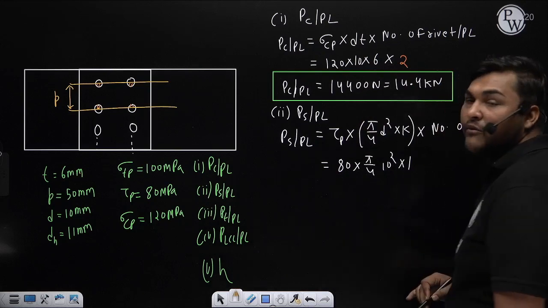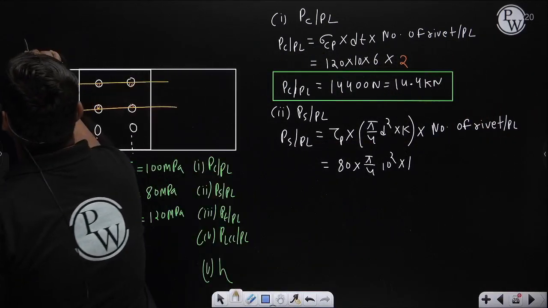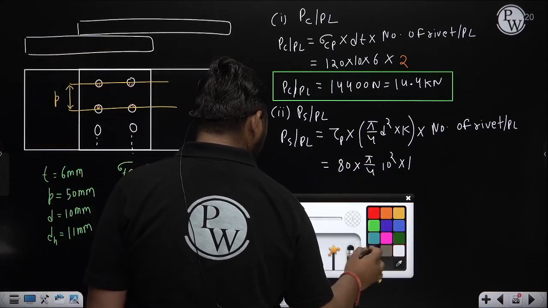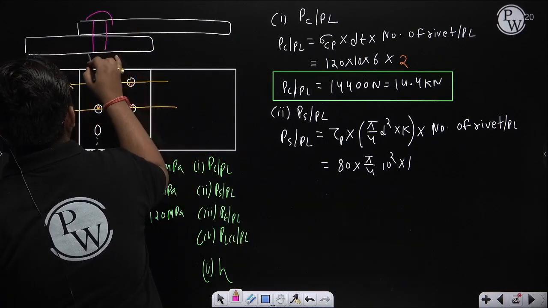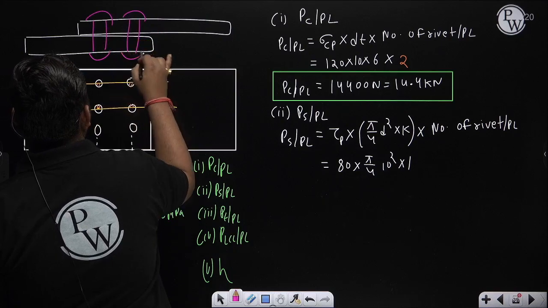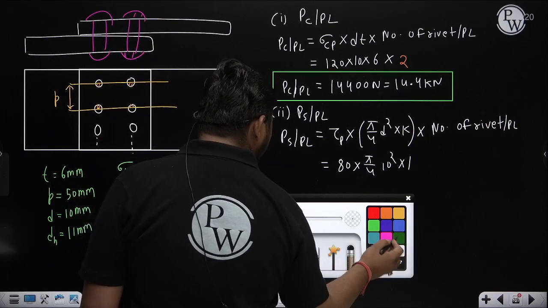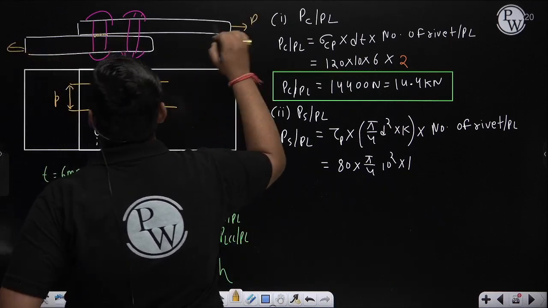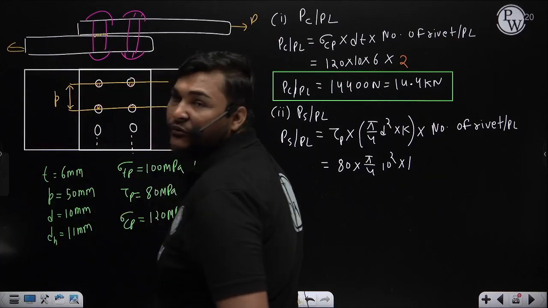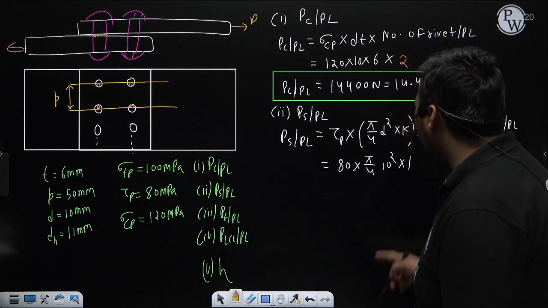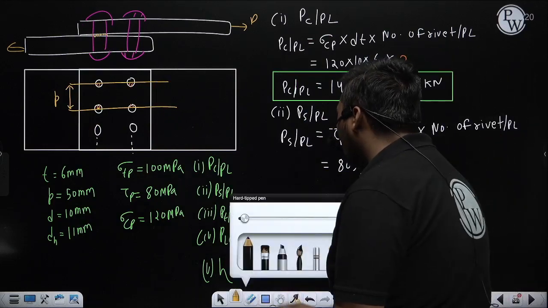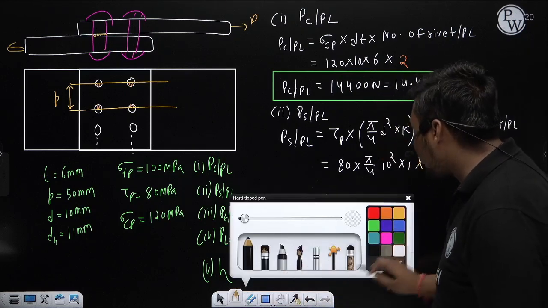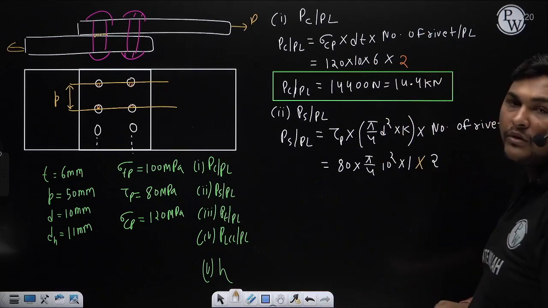Now permissible shear stress is 80, into pi by 4 d square, where the diameter is 10, into k. Here the value of k will be 1, because it is a lap joint and in a lap joint one rivet is subjected to single shear. I am drawing just a short diagram here: in one rivet, shearing occurs from only one plane, because load P acts on both sides and tries to shear off the rivet from this plane. So it is single shear, and k equals 1, into the number of rivets per pitch length, which we already calculated as 2, equal to the number of rows.